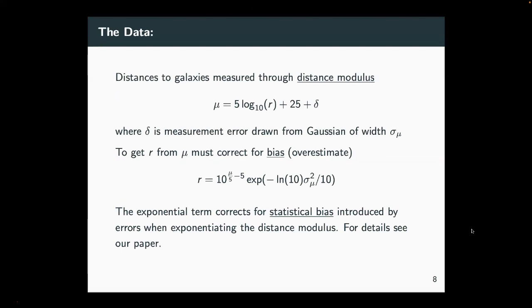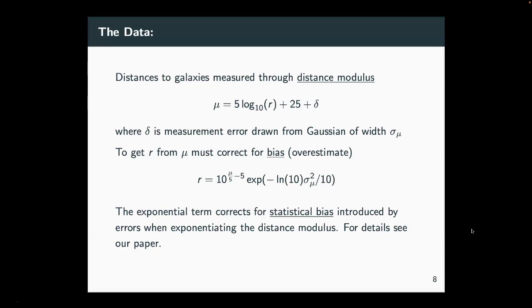Okay, now I'm going to switch gears and talk about the data I worked with. So distances of galaxies are typically measured through the distance modulus, mu, and that has an uncertainty delta, which is generally assumed to come from a Gaussian distribution. So when you take 10 to the mu over 5 minus 5 to calculate the distance from the distance modulus, it turns out you can show mathematically that that has a statistical bias in it, that generally overestimates the distances.